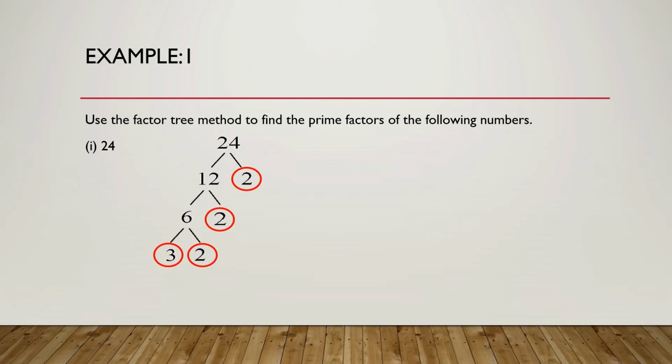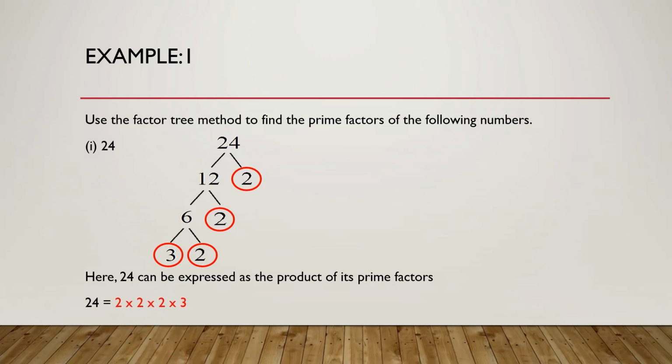Now again, we will repeat the process and we get the numbers 2 and 3. Now, if we divide 3, then we get two numbers, that is 3 and 1. So, now the process is complete. So, 24 can be expressed as the product of its prime factors, that is 2 multiplied by 2 multiplied by 3.